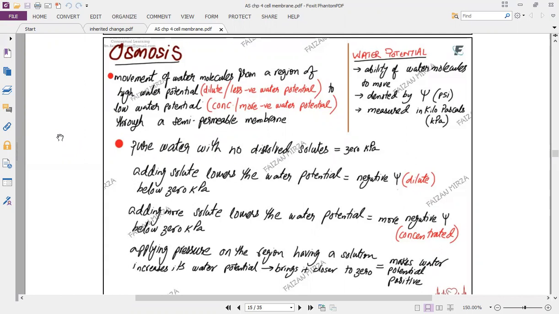Osmosis deals with movement of water. It basically is a diffusion of water, but you never use the term concentration here. We use the term water potential. So osmosis, the movement, is the ability of water molecules to move down the water potential gradient from a higher water potential to a lower water potential.